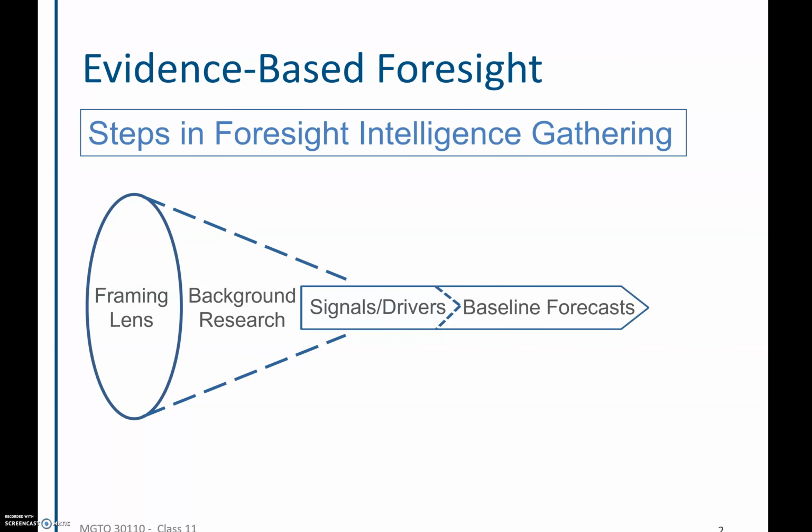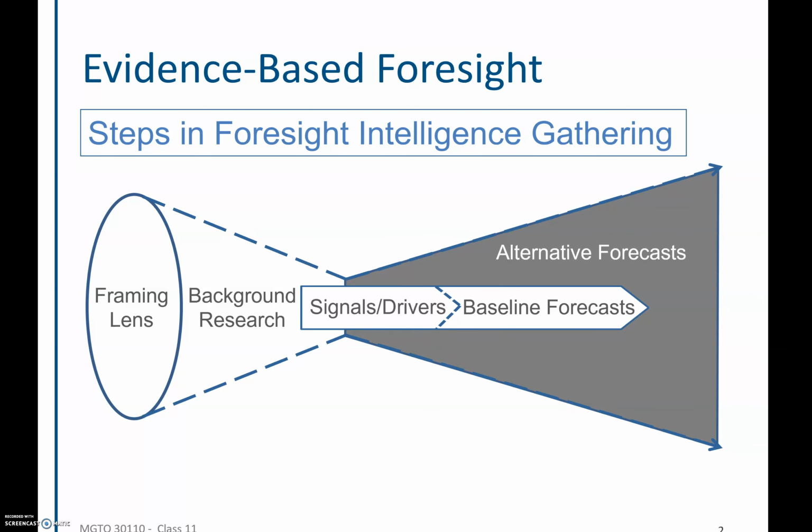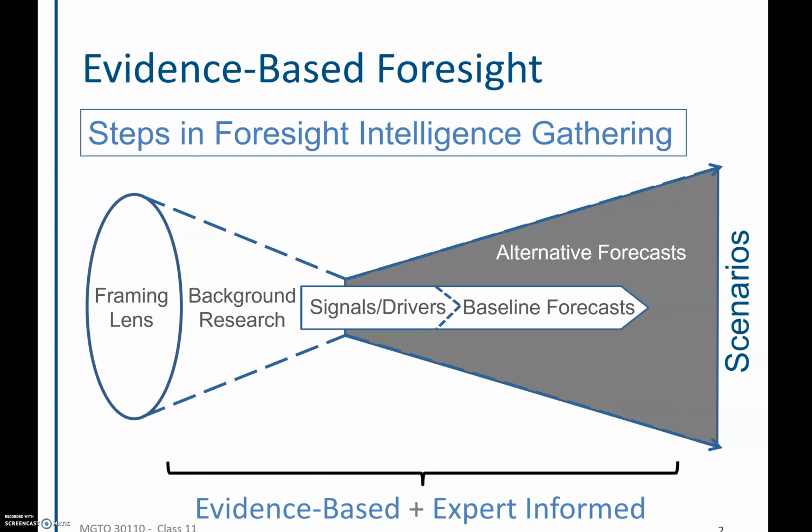That puts us in a position to do our baseline forecasting, which is our least disruptive forecast, followed by more disruptive forecasts that lead us to alternative trajectories for the forces that we're looking at, which allow us to tell the narratives that become the scenarios, taking an evidence-based and expert-informed point of view, right?